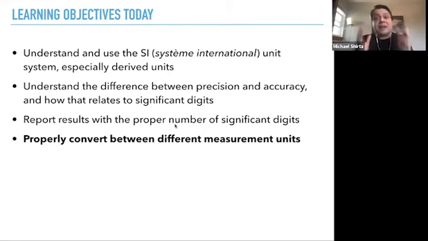So we're actually going to spend time on that and some practicing. There's going to be several different videos. This is just the first one, where I'll go over SI units, and there'll be separate chunked videos that look at significant digits and looking at conversion between units.